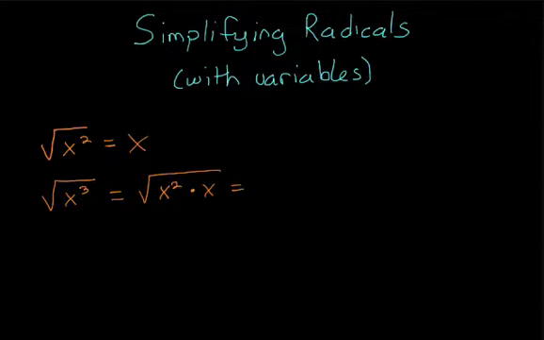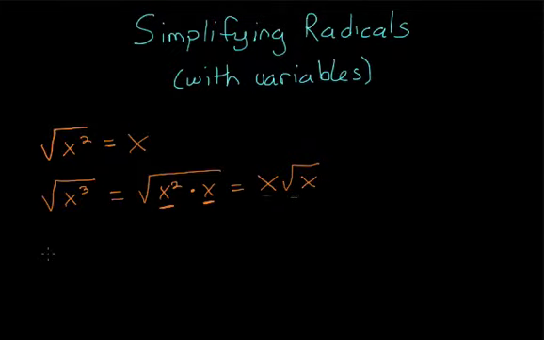And now we can use our multiplication property of radicals to simplify this expression. The square root of x squared, which is kind of like our perfect square, is just x. And the square root of x can't be simplified any further, so we're just going to leave it as the square root of x. So we can rewrite the square root of x cubed as the product of x times the square root of x.